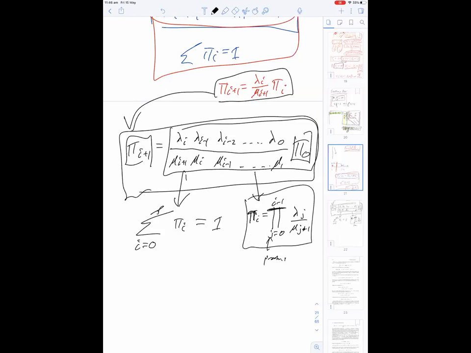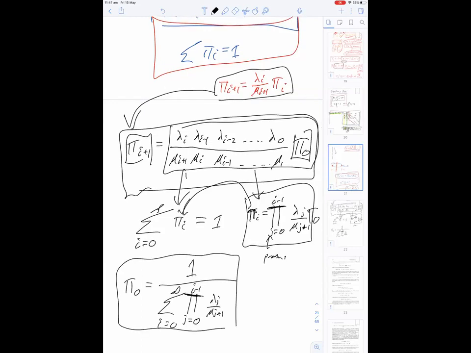So this is what you get from these equations. Then you can stick this in here and pull out the pi 0. So pi 0 equals 1 over the sum, I from 0 to infinity, of the product over j from 0 to I minus 1 of lambda j divided by mu j plus 1. I hope I'm doing this correctly. I think I am. And this is the probability of being at state zero in steady state, if a stationary distribution exists.